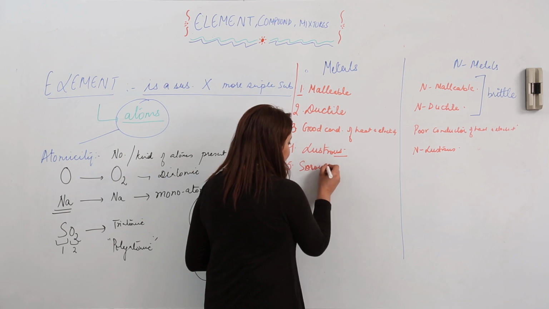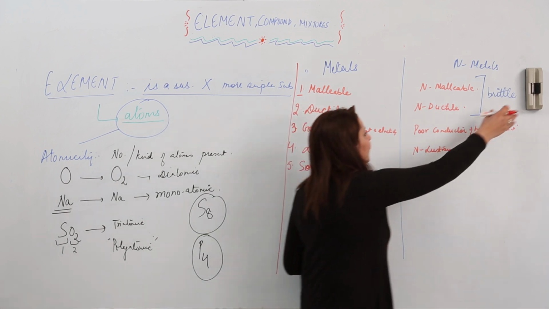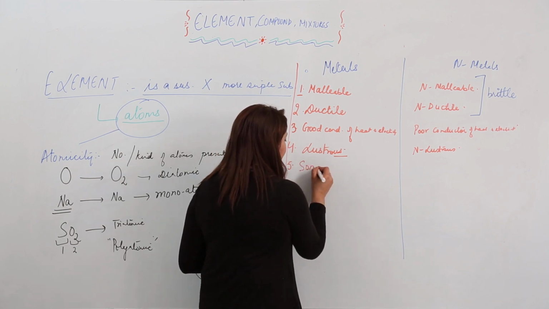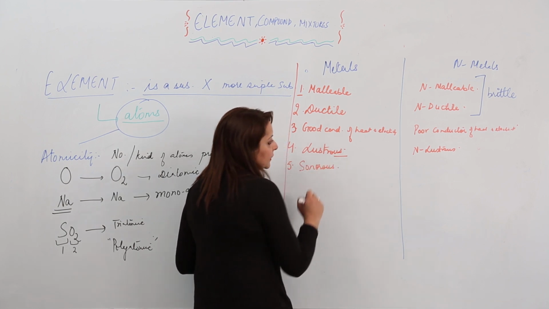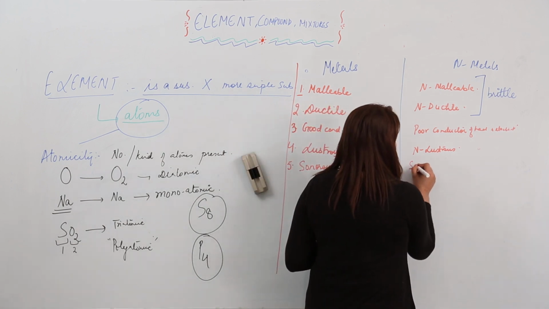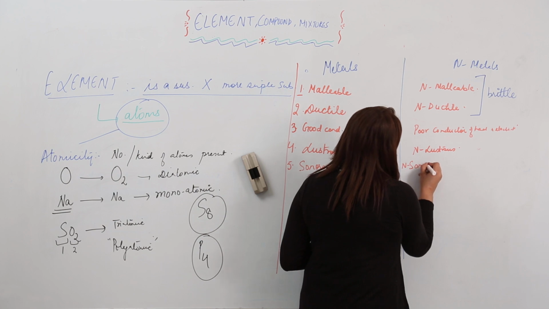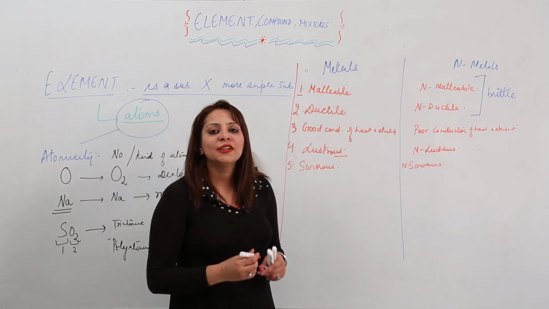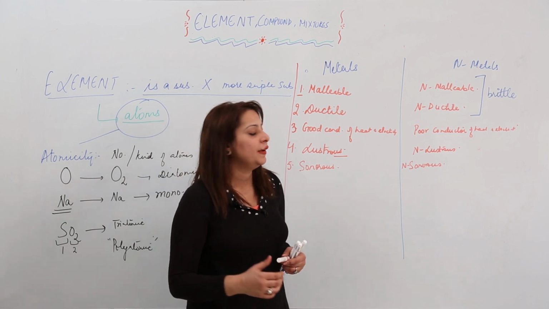That means when you hit the metal, they produce sound. So they are sonorous, right? They exhibit the property of sonority. And when we talk about non-metals, they are non-sonorous. They do not produce any such sound. So they are non-sonorous, right?